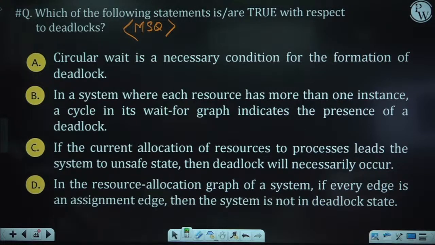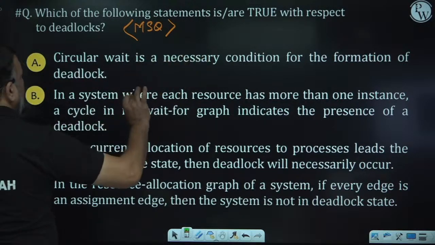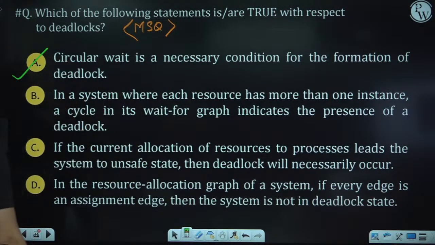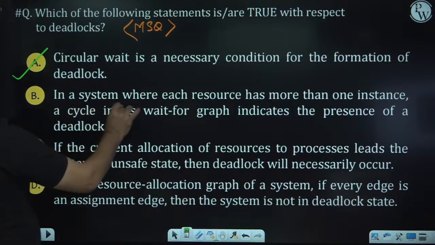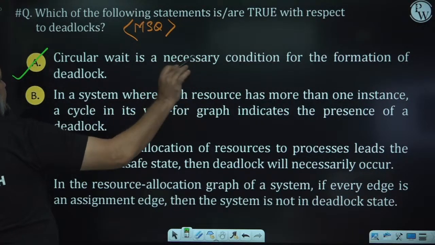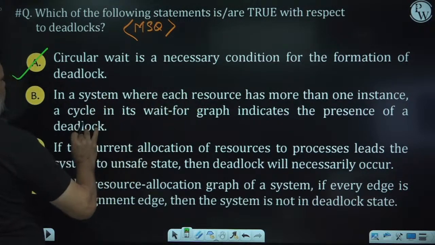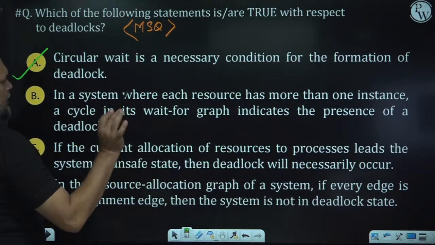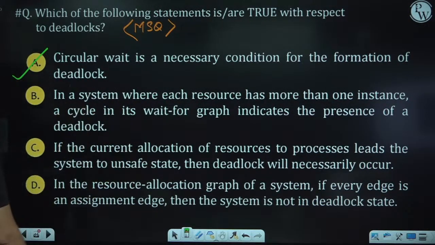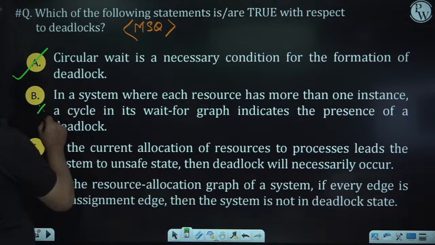See the first one. Circular wait is a necessary condition for the formation of deadlock. Absolutely correct. Second option. In a system where each resource has more than one instance, multi-instance, a cycle in its wait-for graph indicates the presence of a deadlock. Not always. So a cycle is only a necessary condition but not sufficient to say that deadlock has happened every time. Therefore this is incorrect.